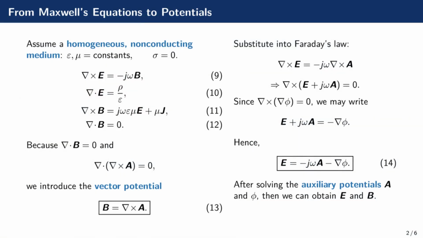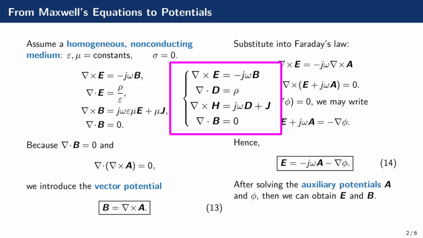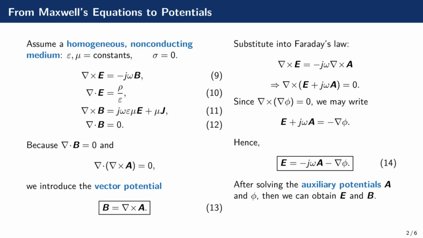Next, let us move on to auxiliary potentials and Helmholtz equations. We start from Maxwell's equations in the frequency domain. Our goal is to determine how the electromagnetic fields behave when the current density J and the charge density ρ are given. To do that, we also need information about the medium.